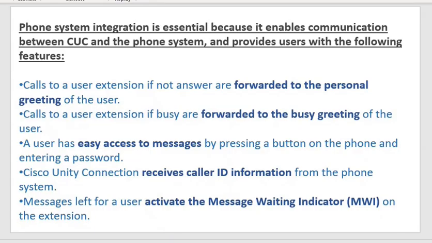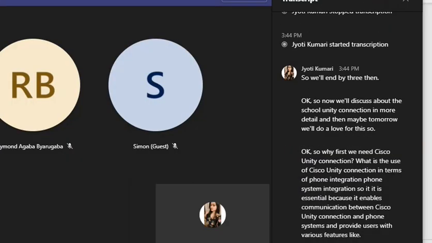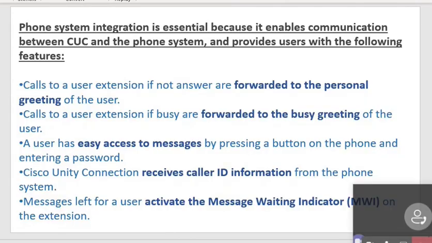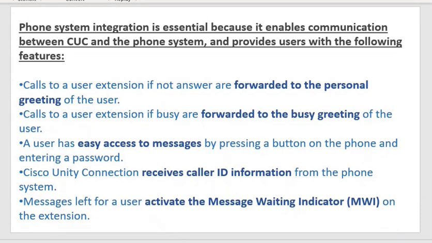Okay, so first, why do we need Cisco Unity Connection? What is the use of Cisco Unity Connection in terms of phone system integration? It is essential because it enables communication between Cisco Unity Connection and phone systems and provides users with various features like forwarding the messages.